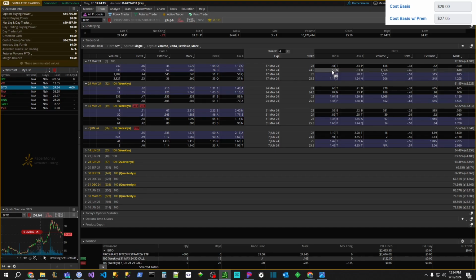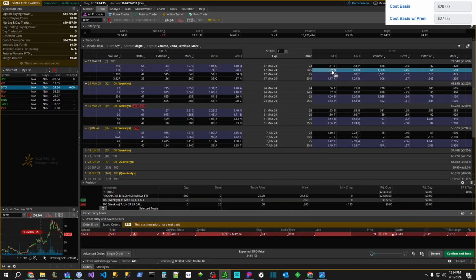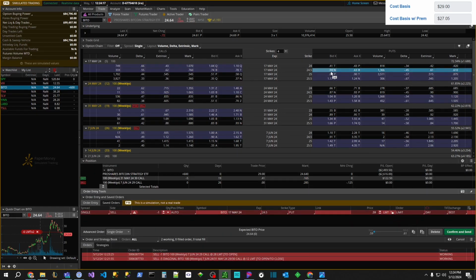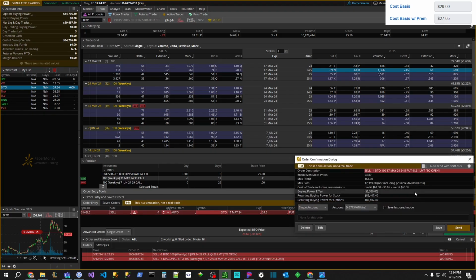All right, so what you do is you left click on the bid right here, and the mark is the midpoint between the bid and ask. The mark is at 61, so we can up that a couple pennies. We want to do just one contract. Go ahead and click confirm and send. We should get to 60.35. All right, go ahead and send that off.